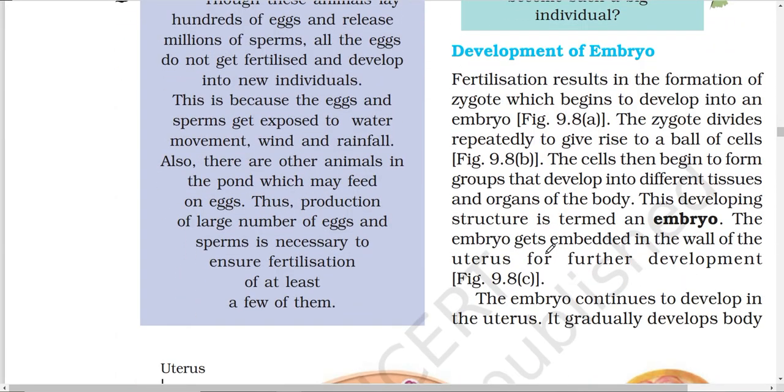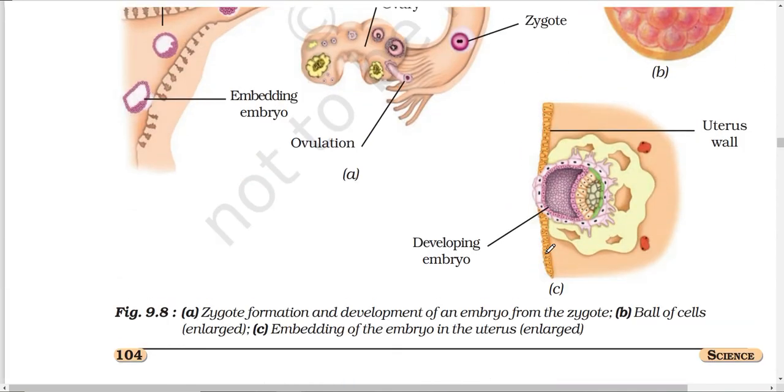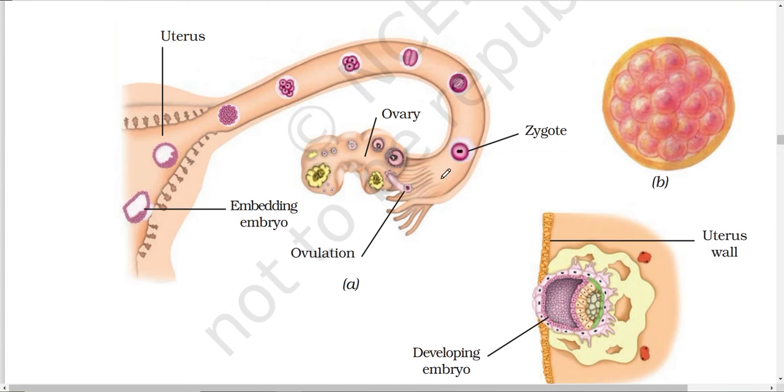Development of embryo. Fertilization results in the formation of a zygote. So, as I told, what is fertilization? Here the fertilization occurs and the zygote is formed. Now, in this zygote, cleavage happens. The zygote is only one cell, a single cell.